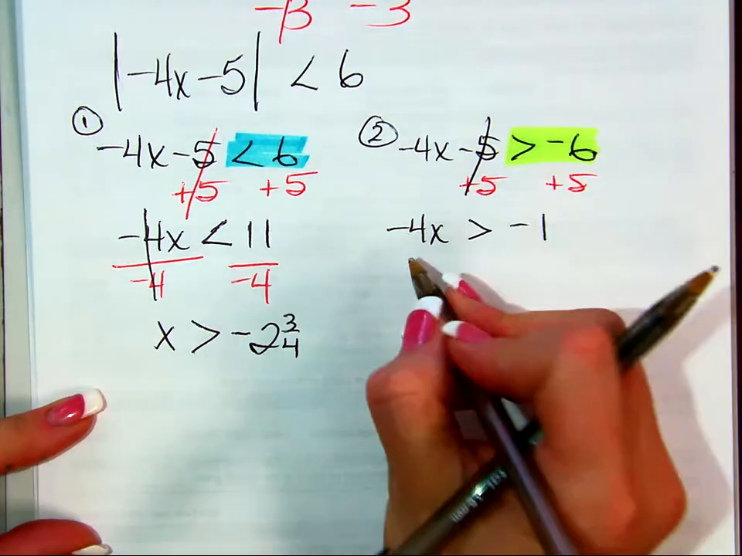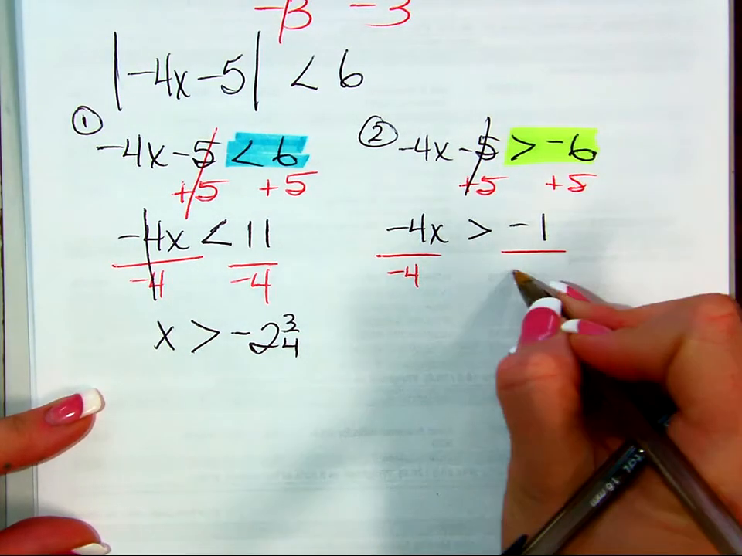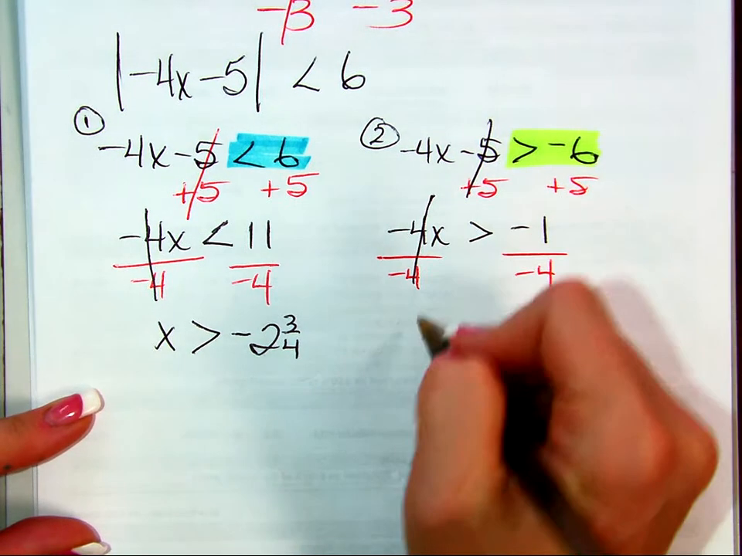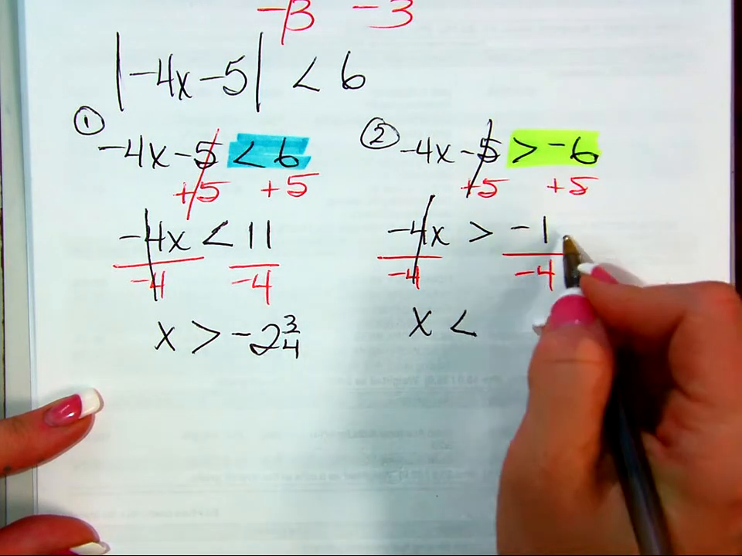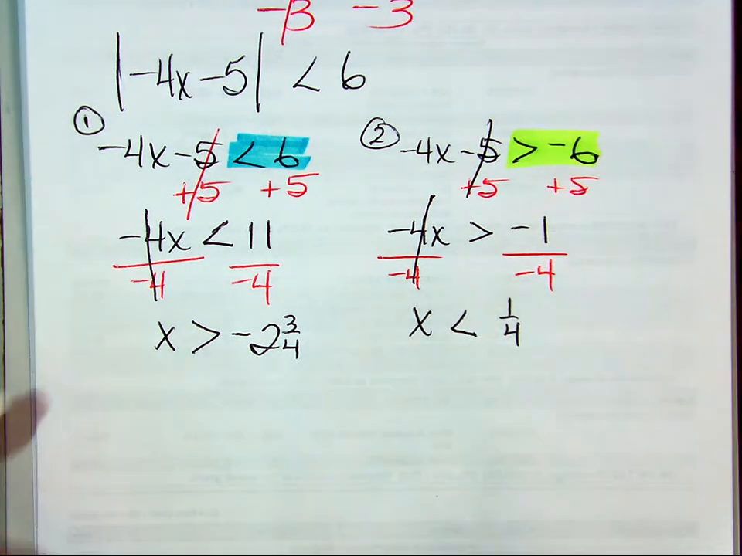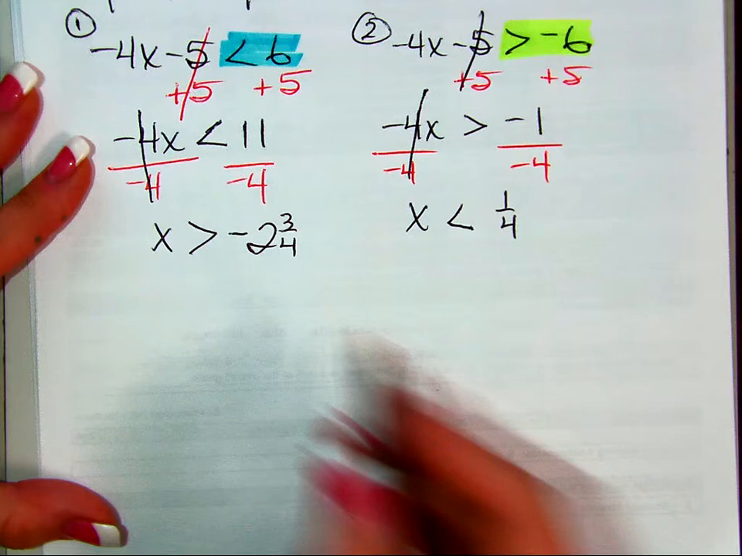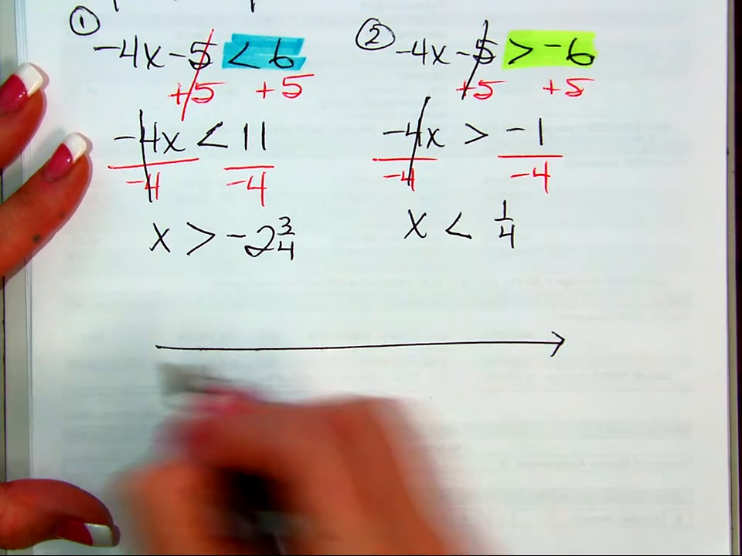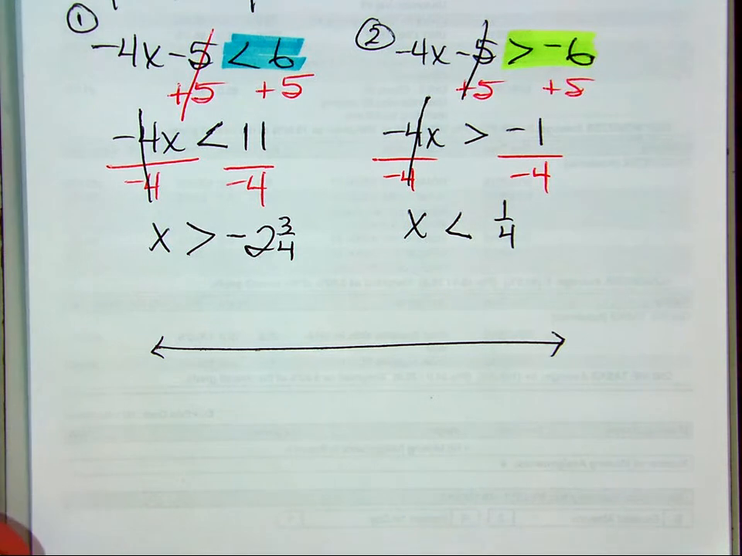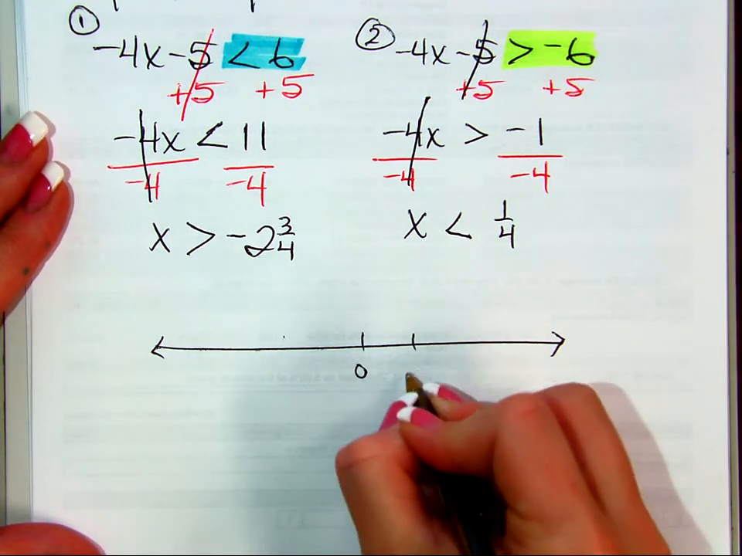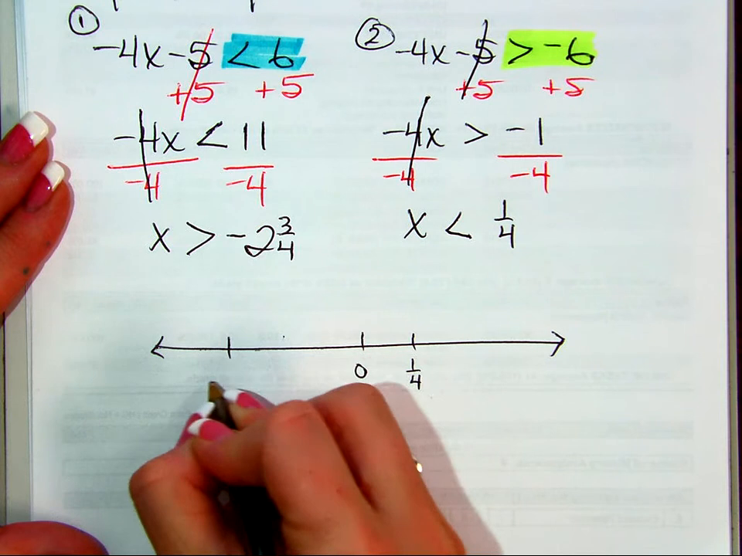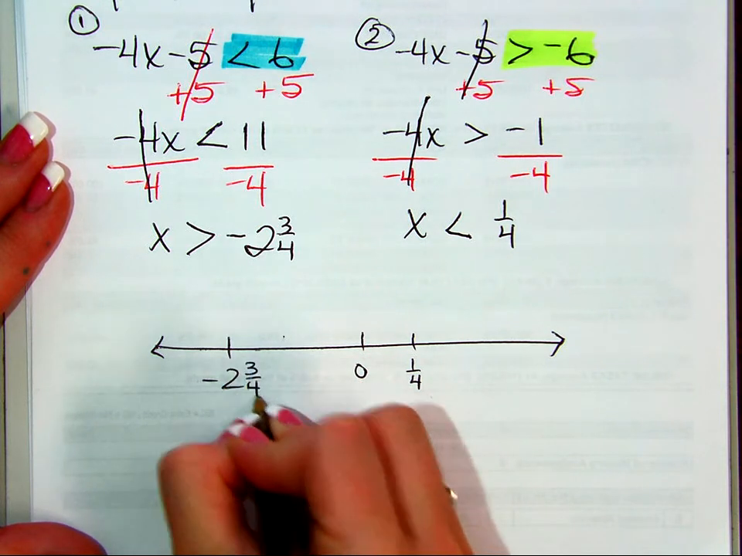So, divide both sides by -4. We're almost done. I just divided by a negative. Flip this to less than positive 1/4. Okay, I'm not done because I still need to graph. And then I need to see if it needs to be written as a combined inequality. 0, positive 1/4, negative 2 3/4.